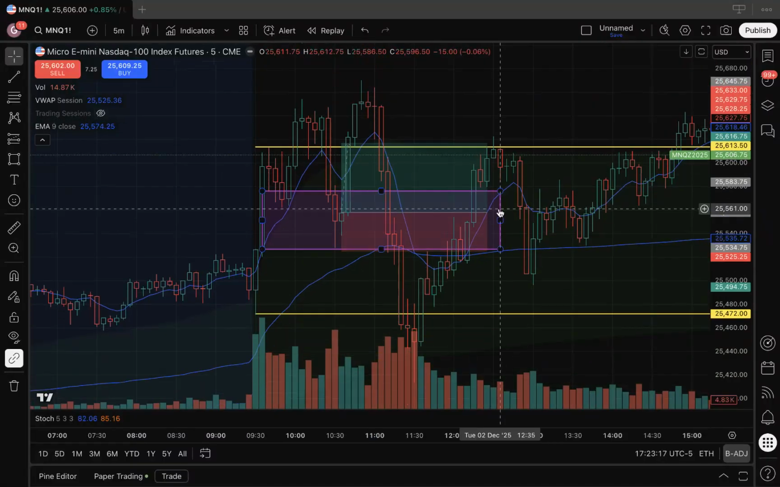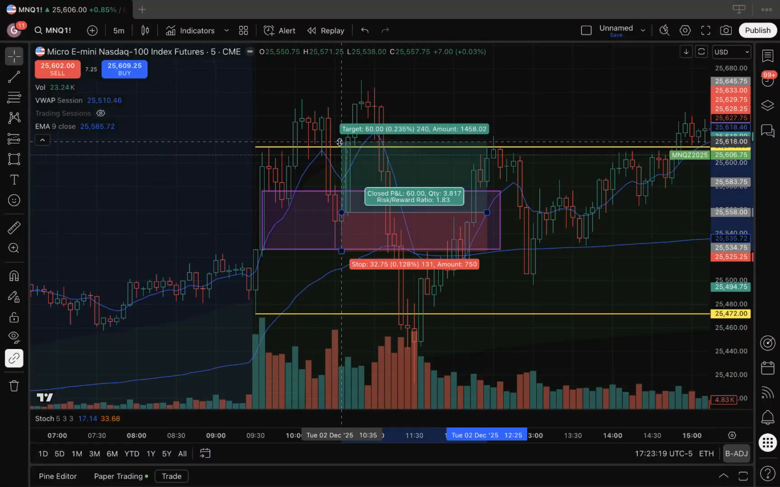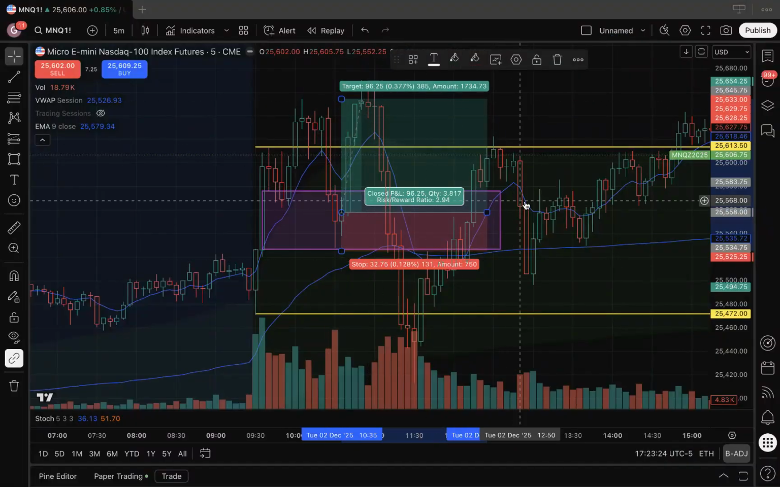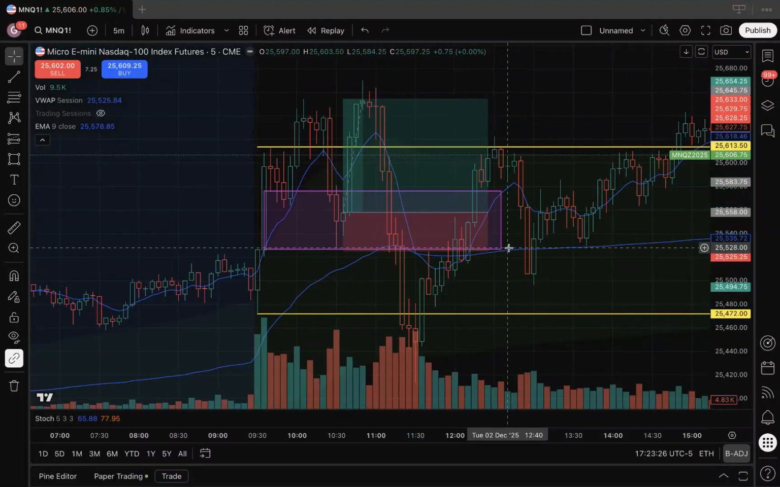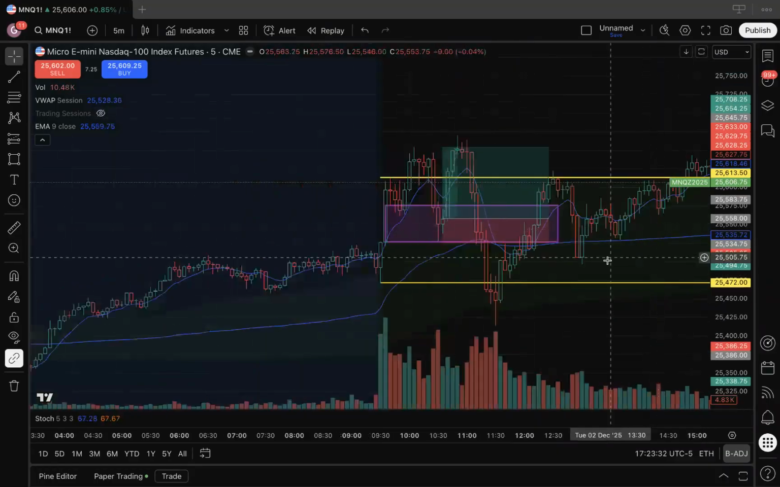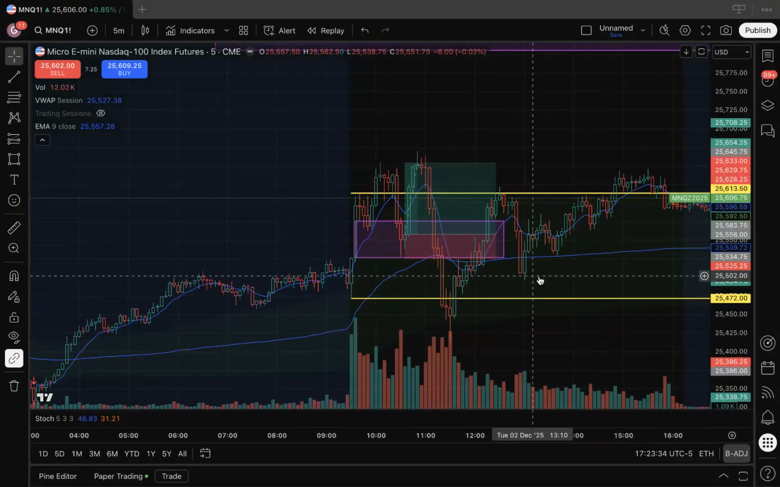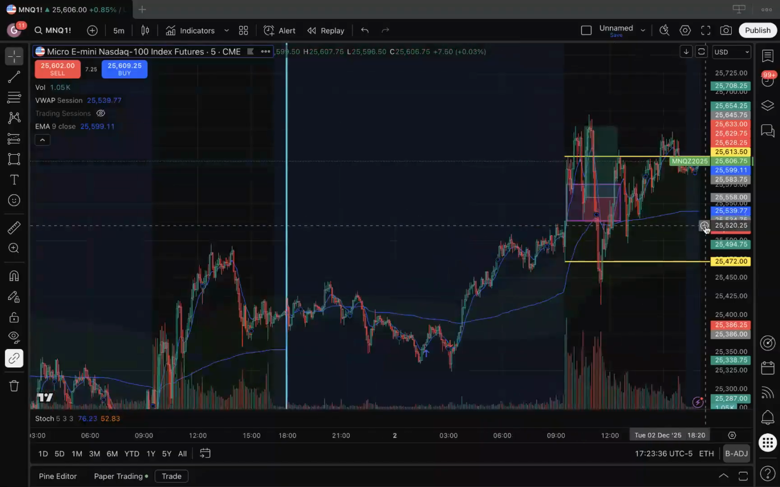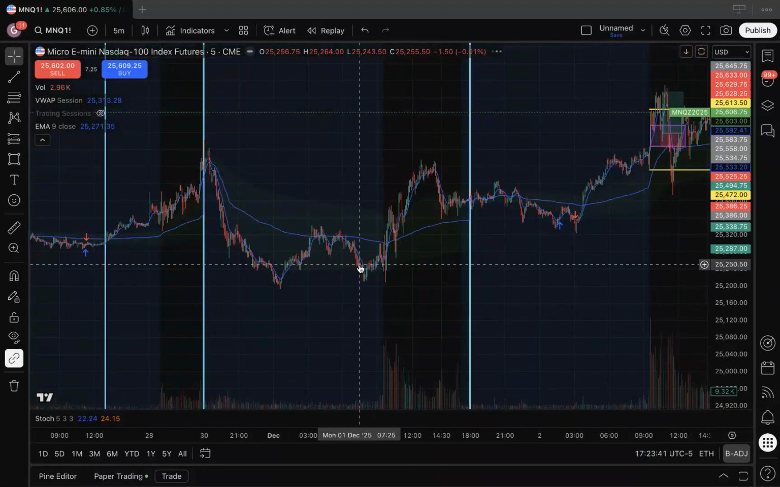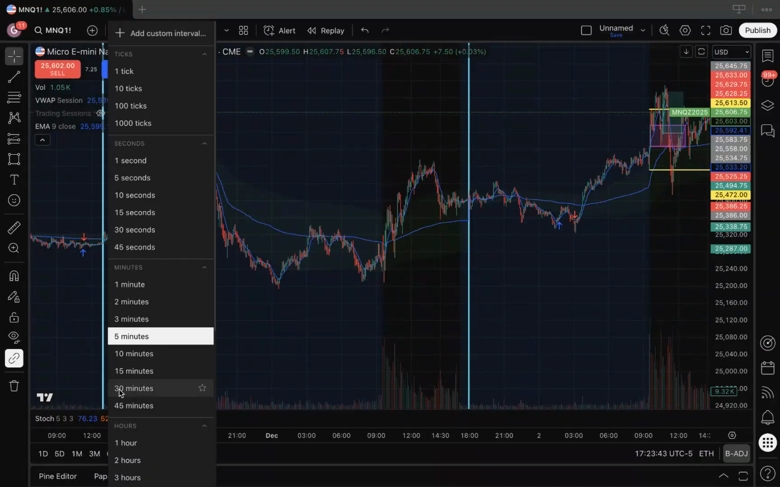And then I usually target a 2-to-1, but in this instance, I'm targeting these highs from before, which ends up being around a 3-to-1 ratio. Now, again, it would have hit today, and that would have been a great day for trading this breakout strategy that I do, opening range breakout.